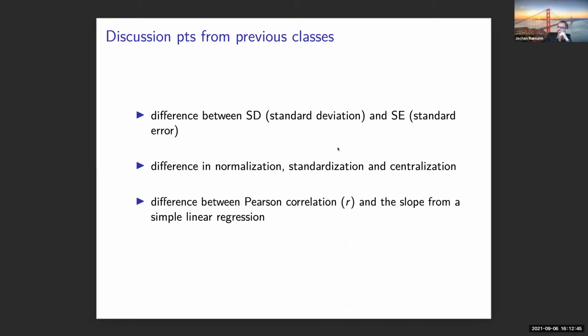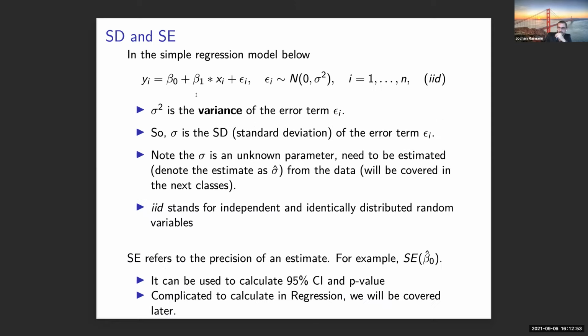Okay. So these are differences in SD and SE, normalization, standardization, centralization, Pearson correlation. So these are the things, these are the advantages. The examples I gave, you have this in your slides. It wasn't anything I really showed, I was just talking about it.